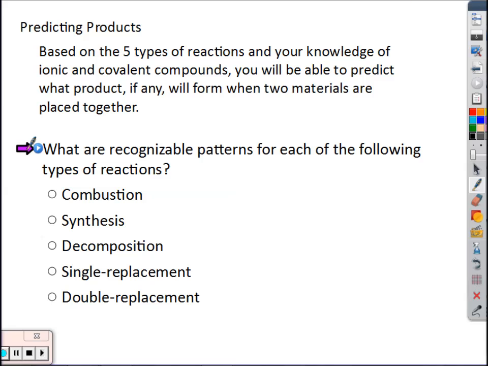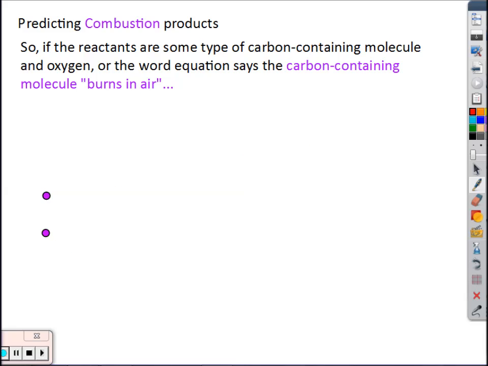So we're going to look at those 5 types that we learned last time. Those 5 types are combustion, synthesis, decomposition, single replacement, and double replacement. These are the 5 patterns that we learned last time. Combustion, C something plus oxygen. If you see that, you can predict what it's going to have. And each one of these has patterns that we learned last time. We'll go through those in a minute.